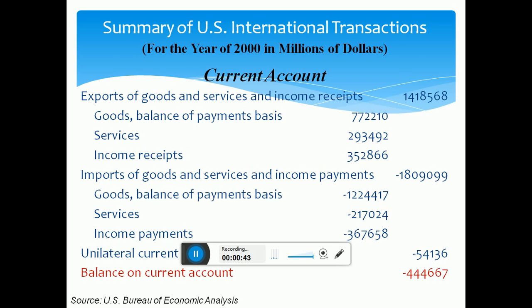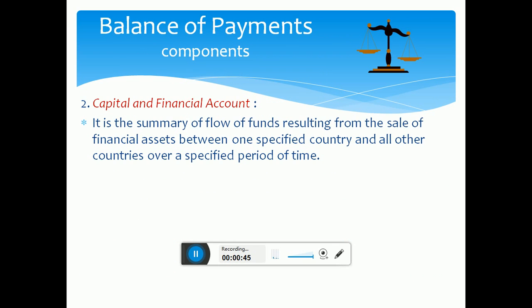Today we are going to discuss the second component of the balance of payment, and that component is the capital and financial account. What is the capital and financial account? It is the summary of the flow of funds resulting from the sale of financial assets between one specified country and all other countries over a specified period of time.